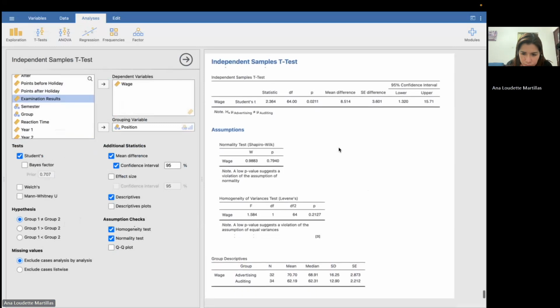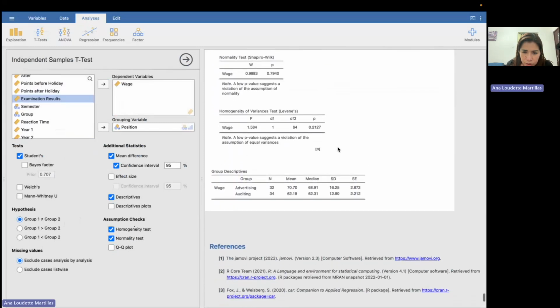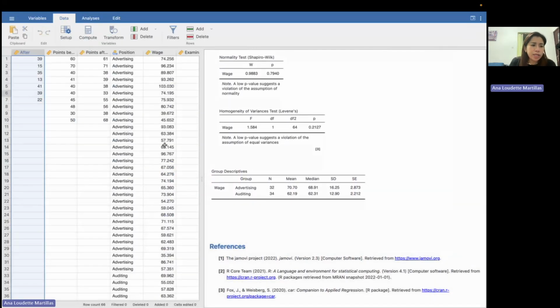Okay, so if you look at the group descriptives, the advertising manager wage mean is 70.70 and the standard deviation is 16.25, whereas the auditing mean is 62.19 and the standard deviation is 12.90. Moving on, we will be discussing one-way ANOVA.